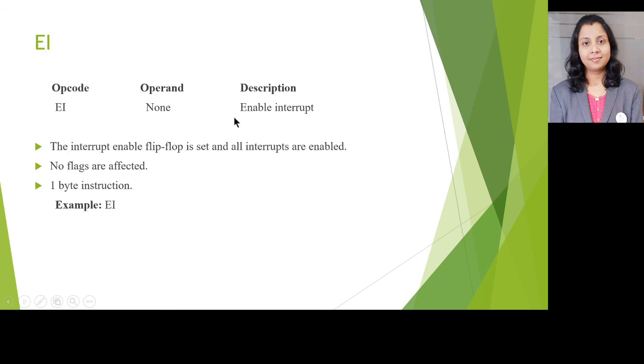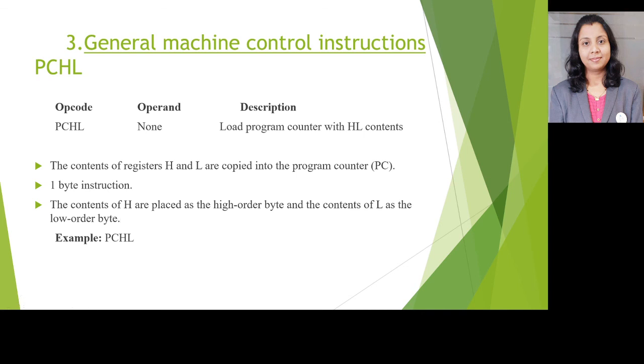EI is enable the interrupt. Operand is not present. The interrupt enable flip-flop is set and all the interrupts are enabled. No flags are affected and it's a single byte instruction. Example is EI.